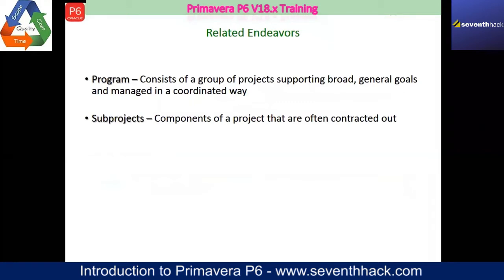Okay, programs. Programs are related projects which, if done together, give a lot of benefit, and they are managed in a coordinated way. Sub projects are components of the project that are often contracted out. In Primavera, you can do that also. You can have data from the sub project coming in from your subcontractor. Basically, a sub project is something which takes its constraints of time and cost from the main project. That's why it's called a sub project.